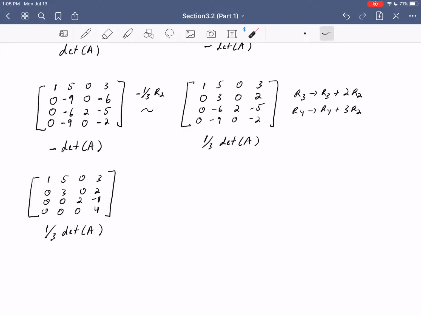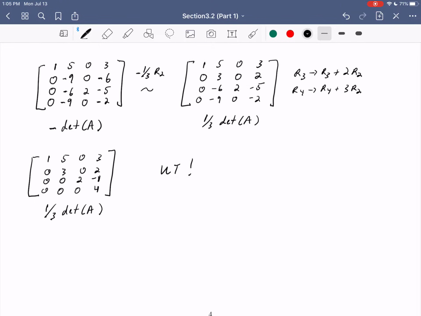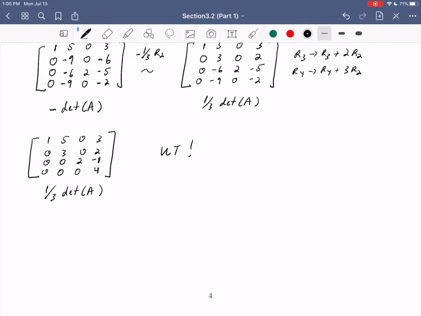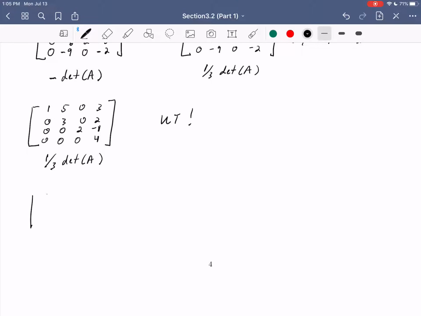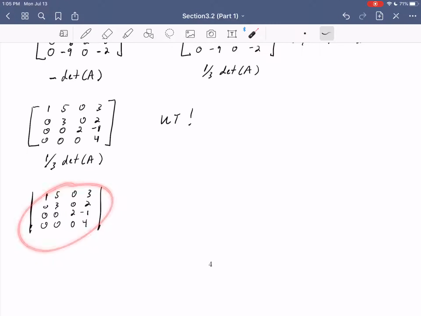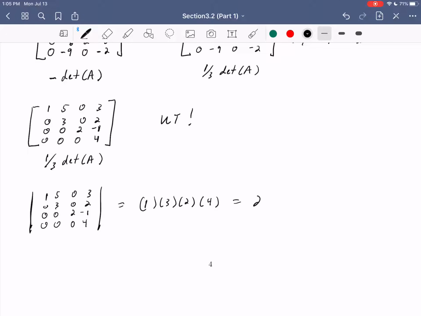Now you will notice that this is upper triangular. So we can go ahead and calculate the determinant of this. I'm going to use this notation: determinant of 1, 5, 0, 3, 0, 3, 0, 2, 0, 0, 2, negative 1, 0, 0, 0, 4. Keep in mind when you change to straight lines instead of brackets, this means determinant. This is going to equal 1 times 3 times 2 times 4, which is going to equal 24.